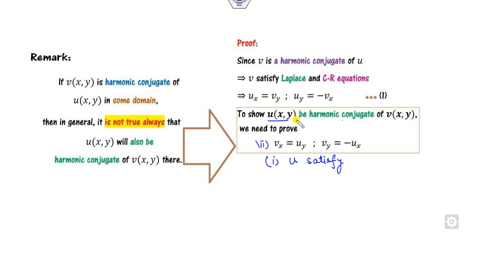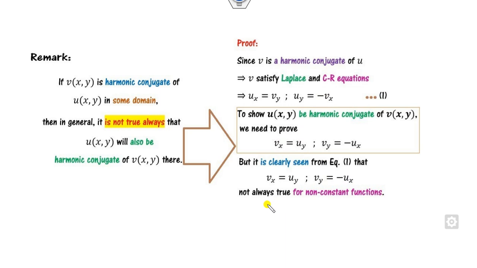But clearly, if you look at the equation 1, you can see this is the positive sign, but from the equation 1 it's a negative sign. It means they can never be equal. So clearly this is not always true unless the function is constant. Whenever the function is not a constant, this result will not hold from equation number 1.